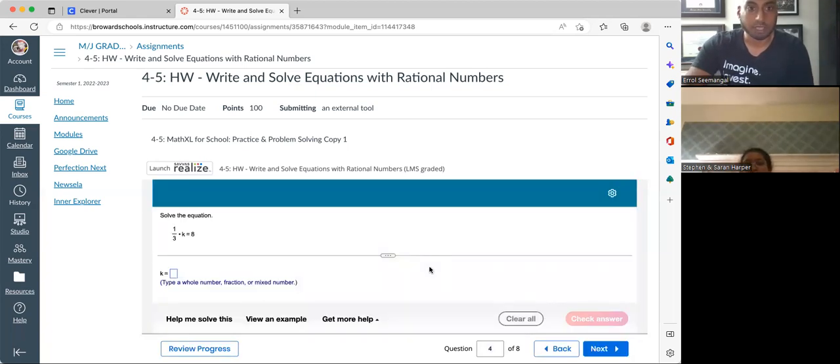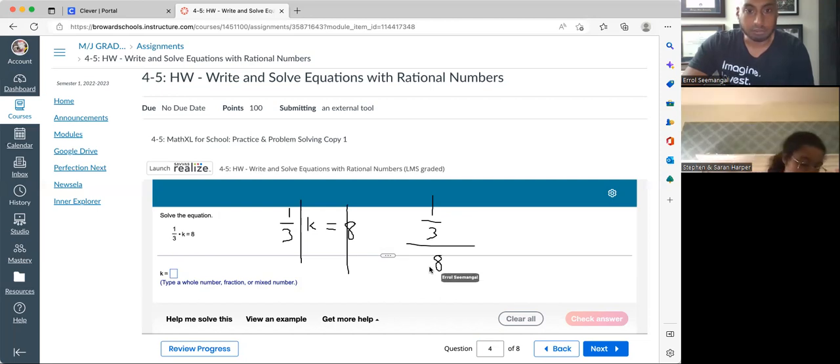Okay, this one's a multiplication. That little dot means multiplication, right? So what's the opposite of multiplication? Division. Okay, so 1/3 times k equals 8. So you're gonna do something like this. The opposite of multiplication is division. So what numbers are we dividing here? What number divided by what other number? 1/3 divided by 8.